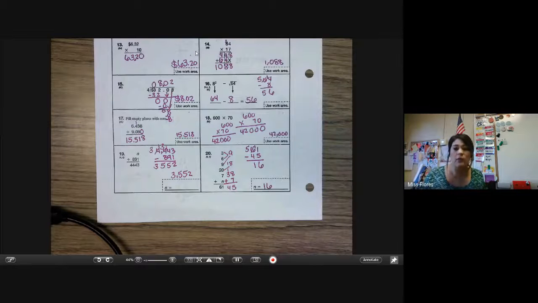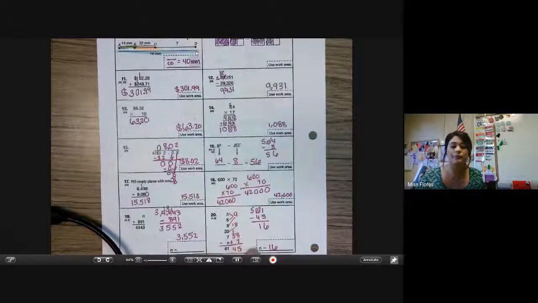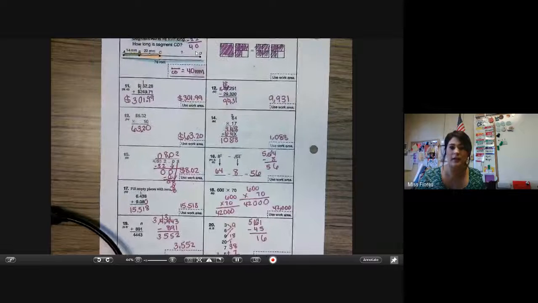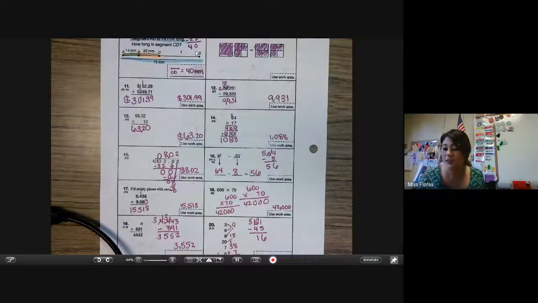Hopefully that was helpful. If you want to just pause it right here and correct your own work, you can do that right now.